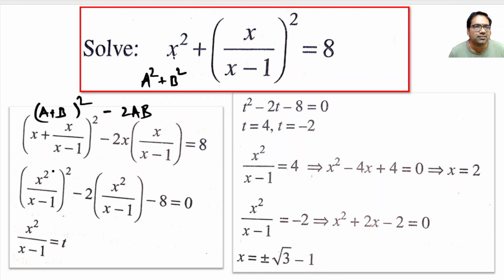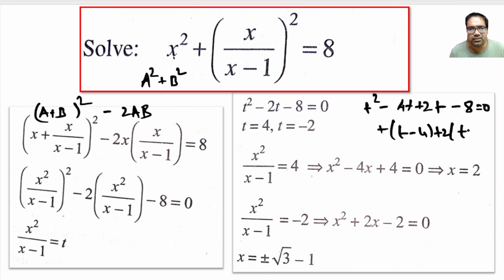Now let us replace this with some constant, t, so that it's easy for us. This becomes t² - 2t - 8. This we can solve very easily. If we solve this, we get t = 4 or t = -2. This is t² - 4t + 2t - 8, which is t(t - 4) + 2(t - 4), that is (t - 4)(t + 2), so either t = 4 or t = -2.